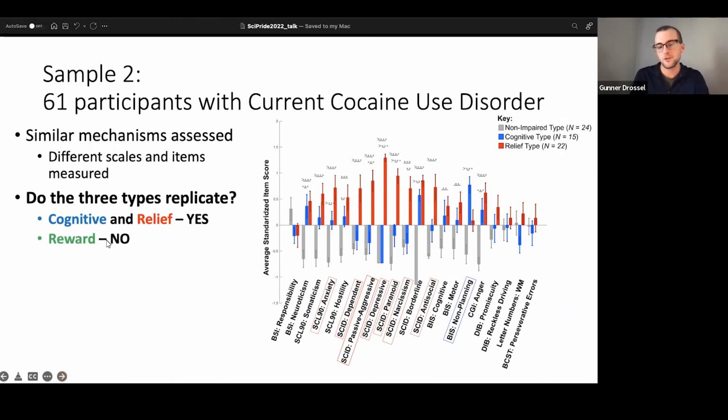However, the reward type we saw on the previous slide does not replicate. And instead, we still have a third type. However, we're calling this type non-impaired. As you can see, these gray bars, they're low across almost all of these measures of impairment. So we're calling them a non-impaired subtype.